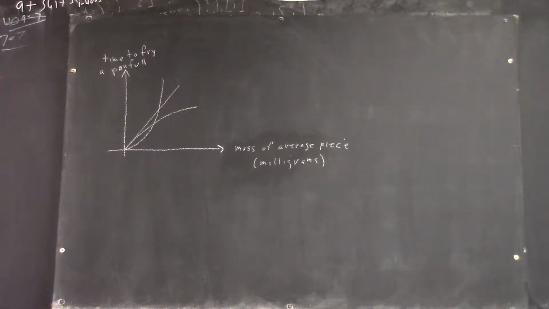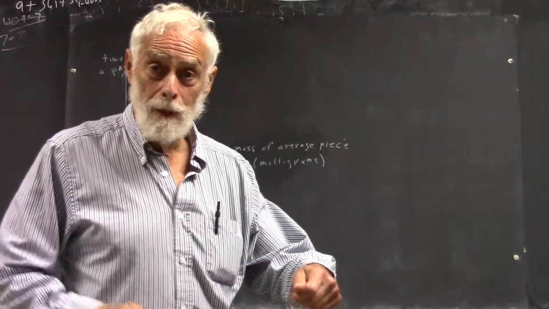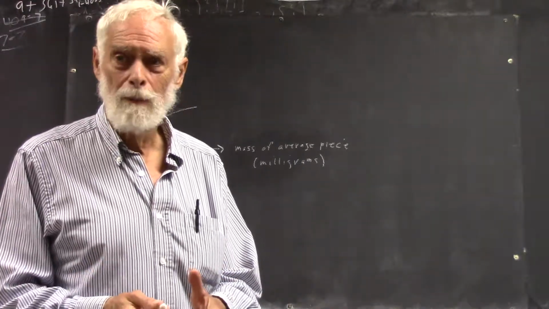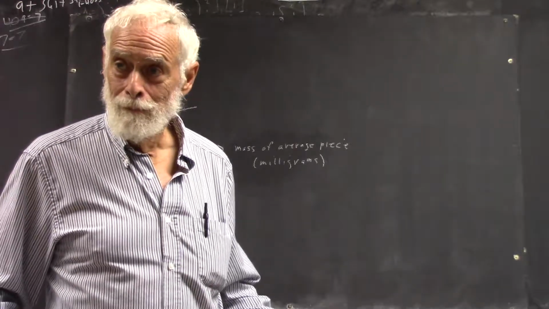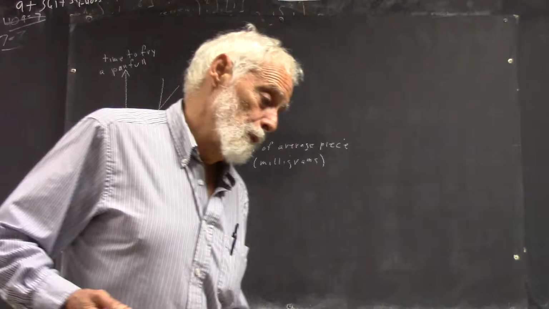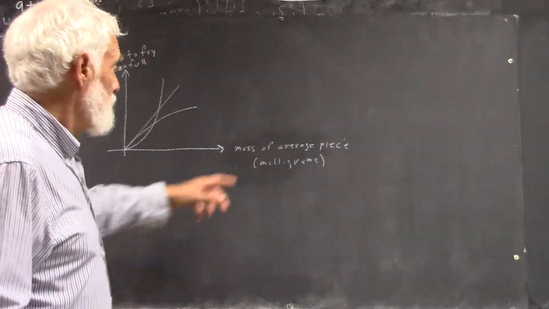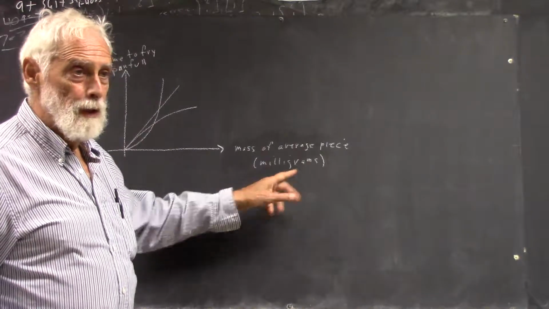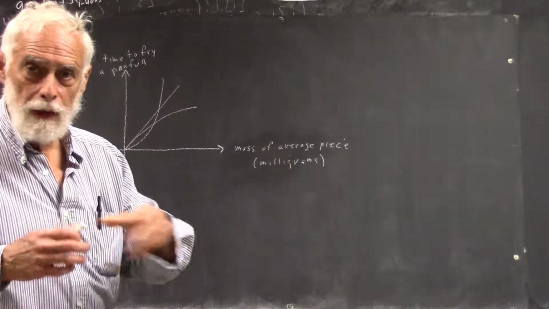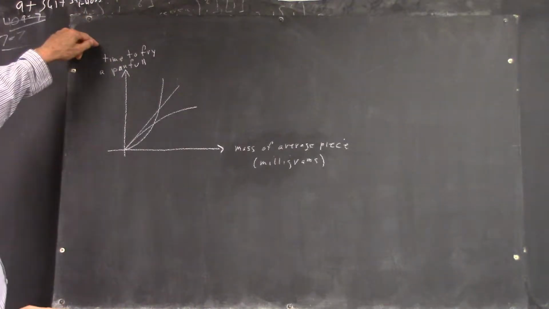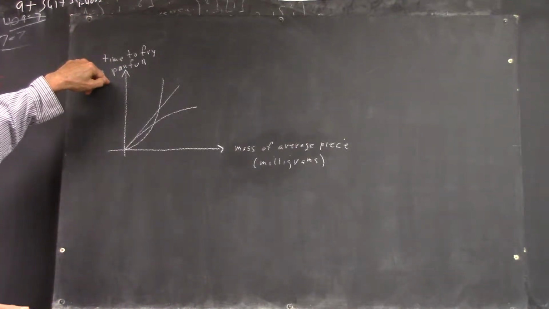Okay, so once more. Frying jalapenos, chopping them up fine, frying a panful. Okay? The finer I chop them, you think, the quicker they'll fry. Okay? And we want a graph of the mass of the average piece in milligrams, which is easier to measure than the dimensions of the pieces because they're all irregular, right? And the time to fry a panful.